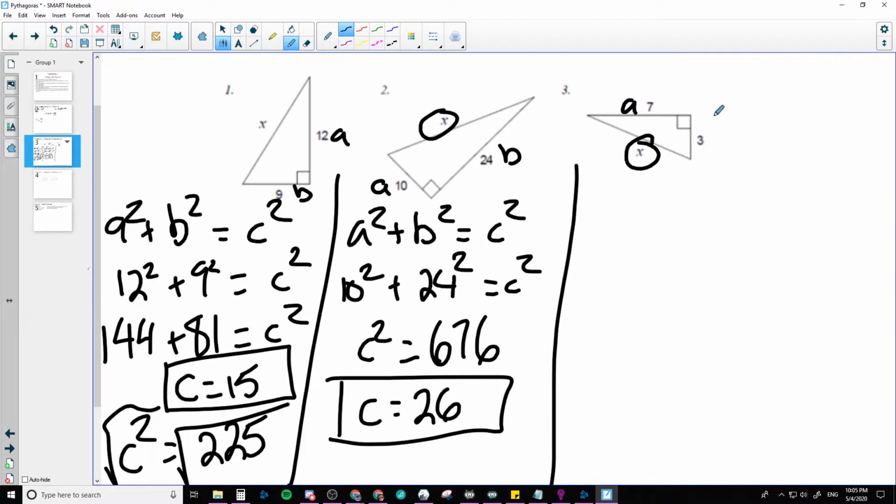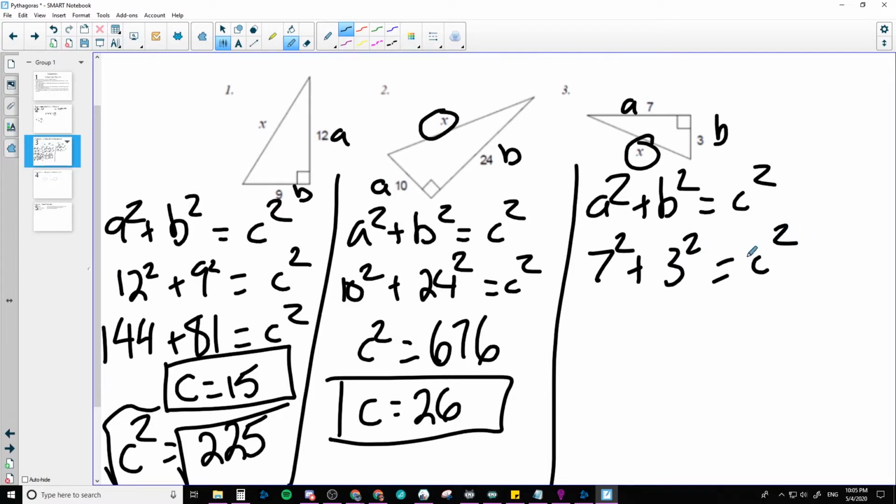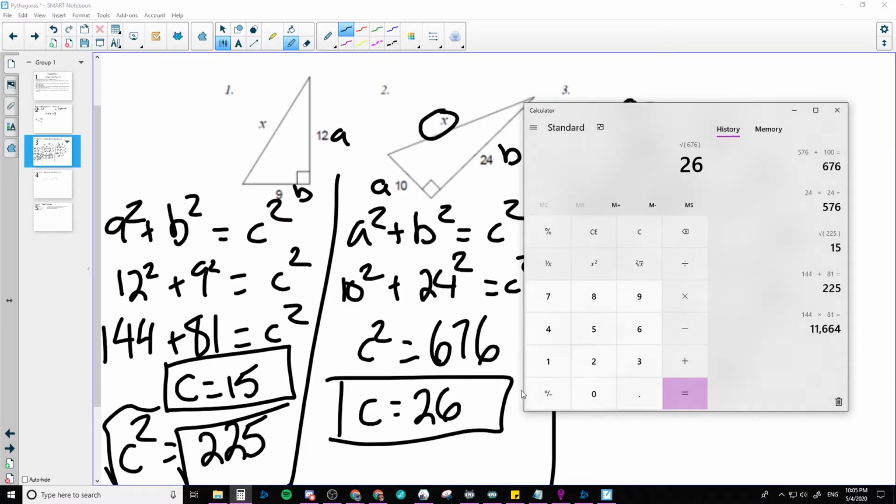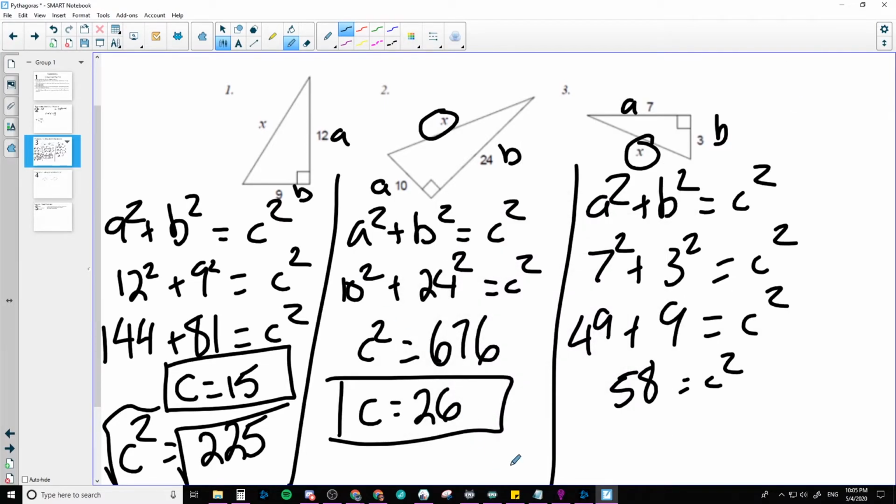Okay, last example here. I'm going to say this is A, this is B. A squared plus B squared equals C squared. 7 squared plus 3 squared equals C squared. 7 squared is 49 plus 9 is C squared. That'll be 58. And when we go to the square root of 58, we get 7.62.